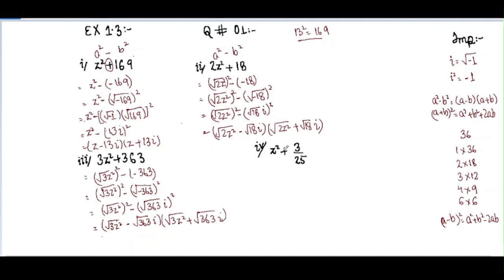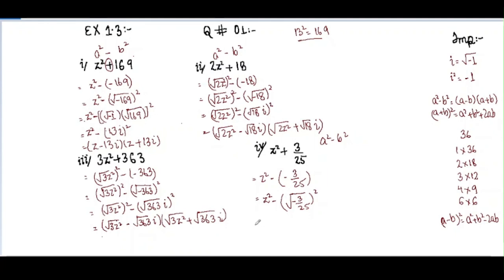It says z square plus 3 by 25. So we have to change it into a square minus b square. This term is already in the form of a square. We have to change this sign into minus 1 and then 3 by 25 into b square. So we get z square minus into minus 3 by 25. This sign changing is the first step, I guess, and then equals z square minus square root of minus 3 by 25 whole square, because when this square and square root cancel, we again get minus 3 by 25, which is the same as the question.